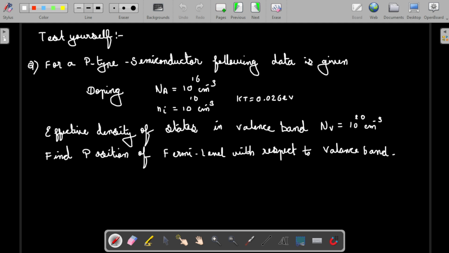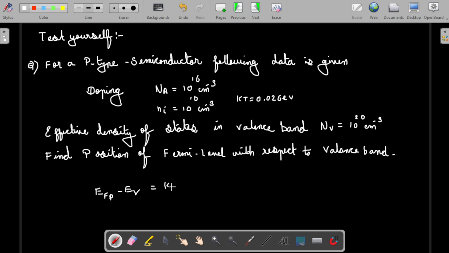Here is the question: for a p-type semiconductor, the following data is given: the doping profile NA, which is the acceptor atom concentration, the intrinsic energy level, as well as kT, which as we know is 26 milli-electron volts, the energy level EV, and the effective density of states NV. Now they are asking us to find the position of the Fermi level EFP with respect to the valence band, that is EFP minus EV.